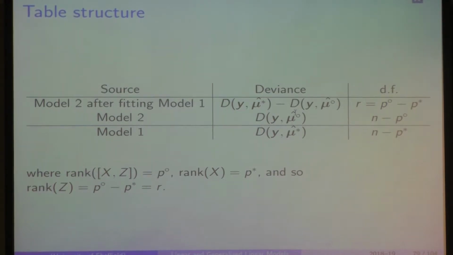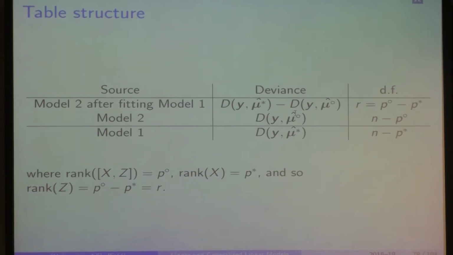So model 1 has its deviance at the bottom, d of y and mu hat star, so star for the simpler model, model 1. And we split that up as a sum of the deviance for model 2, deviance of y and mu hat circle, and then at the top, the difference between the two deviances. And the residual deviance for model 1 has n minus p star degrees of freedom, where p star is the number of parameters fitted in model 1.